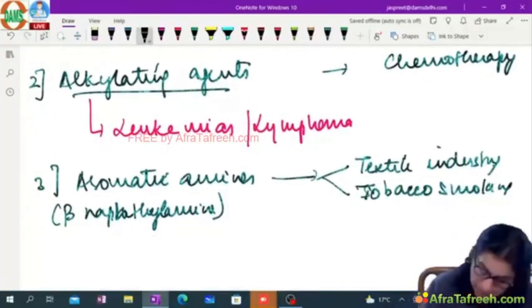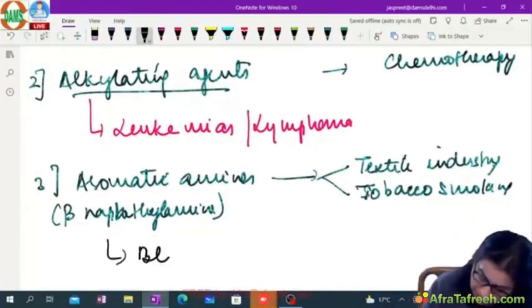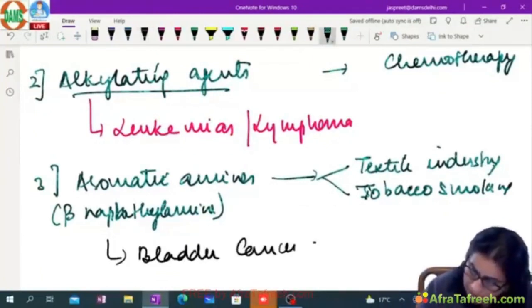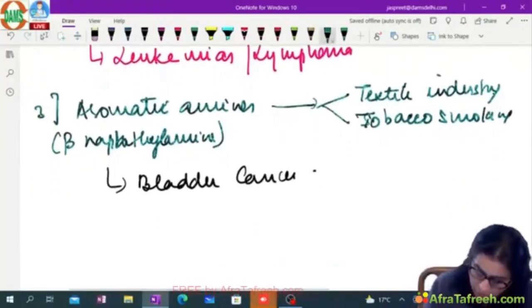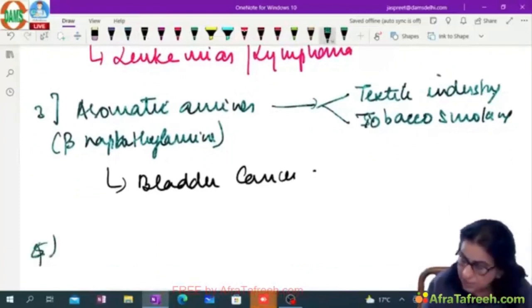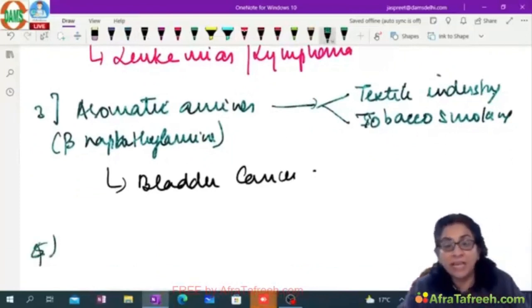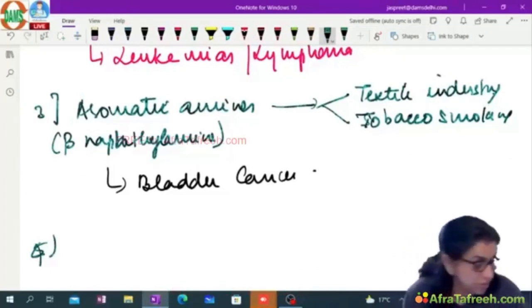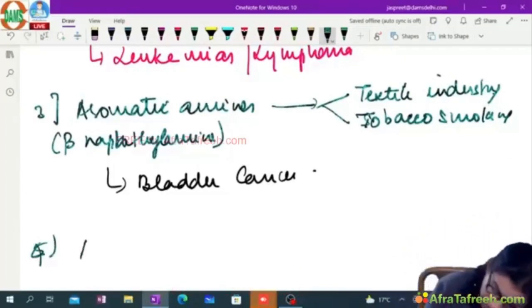Now these aromatic amines cause bladder cancer, urinary bladder cancer. Aromatic amine exposure occurs in the textile or dyeing industry and in tobacco smoke also. So aromatic amines cause bladder cancer. Then arsenic.